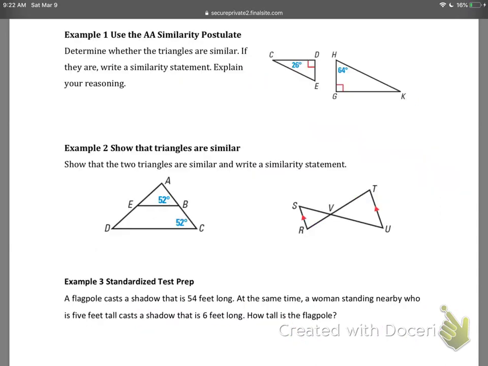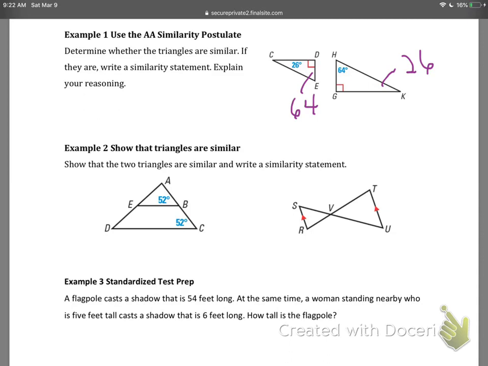Okay, example 1 says use the AA similarity postulate to determine whether the triangles are similar, and if they are, write a similarity statement and explain your reasoning. So I see I have an angle of 26, which is C, and an angle of 64, which is H. I am missing an angle in both of these triangles, and it ends up that in the second triangle, the missing angle is 26 degrees, and in the first triangle, the missing angle was 64 degrees. So I now know that those are similar because I have all three angles equal.